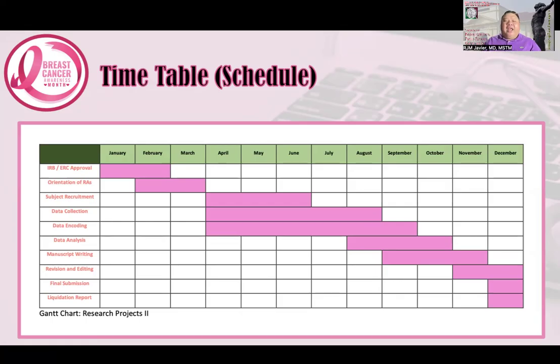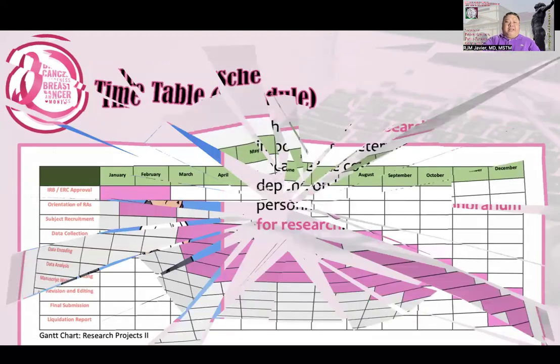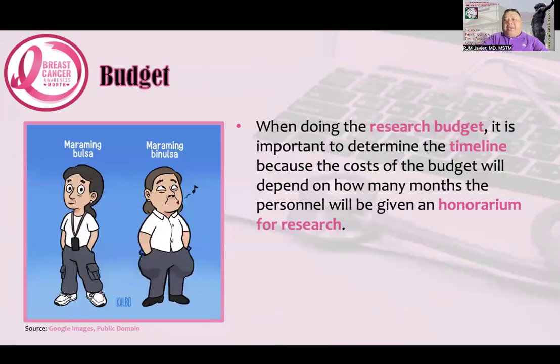So this will be a guide as to, in terms of the calendar, how you should pace the activities or the parts of the research implementation. When doing the research budget, it is important to determine the timeline, because the cost of the budget will depend on how many months the person will be given an honorarium for research. This is actually very true if you have research assistants who would be getting honoraria.